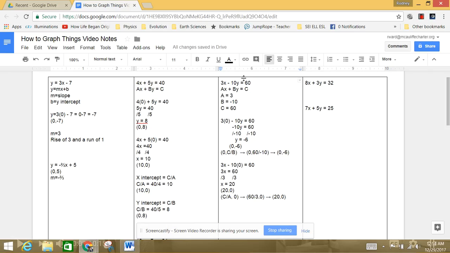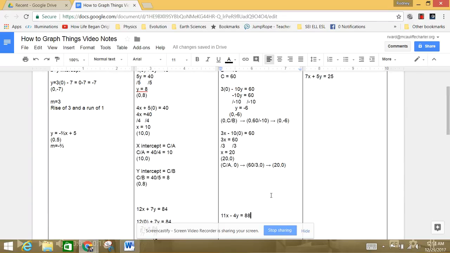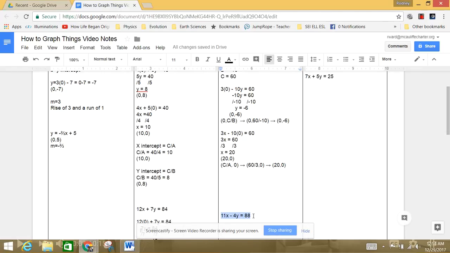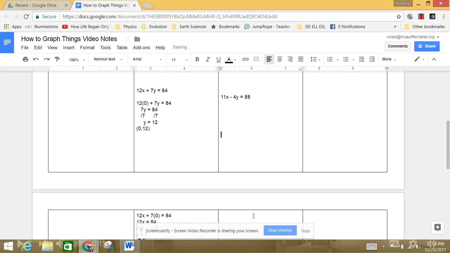Now, I would like you to pause the video and try doing just what I did with this equation. 11x minus 4y equals 88. Please give that a try, and then start the video and see if you agree with my results. Okay, assuming you've come back, you have worked out that A in this situation equals 11, B equals negative 4, and C is 88.